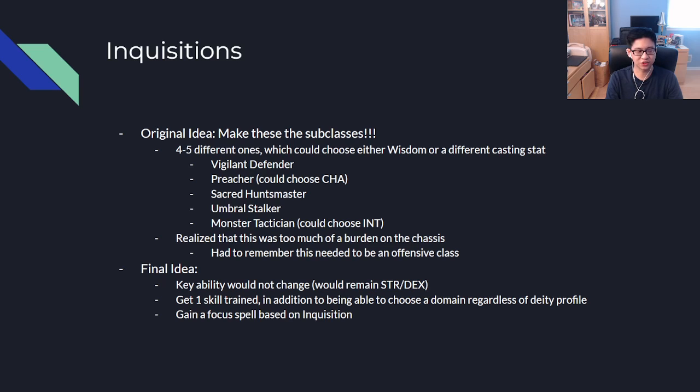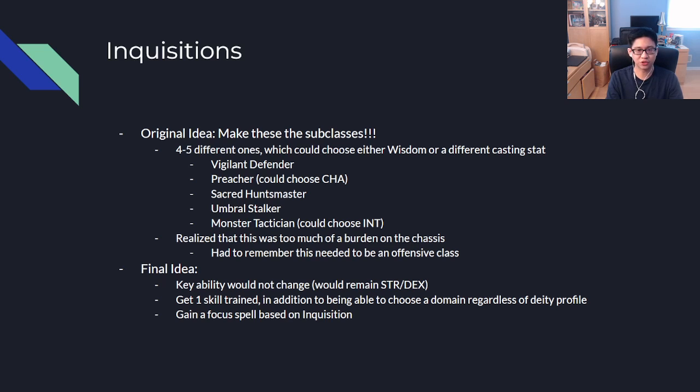But I realized that this was too verbose, and it just put a burden on the chassis, and I would have to balance everything around casting off different stats, and that was a whole mess. And I lost track of the fact that I needed to keep this as an offensive-based class. Having only 4 spells per day due to bounded casting wasn't really going to change much. So as a result of this, I switched their key ability score to either Strength or Dexterity, you could pick. And of course, I didn't restrict this based on Inquisition.